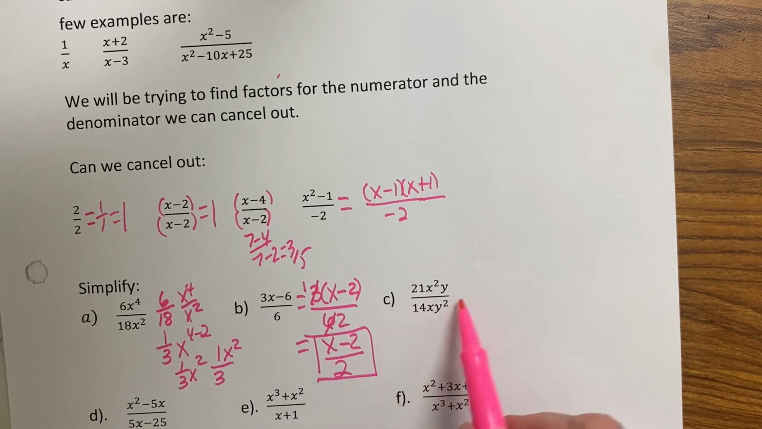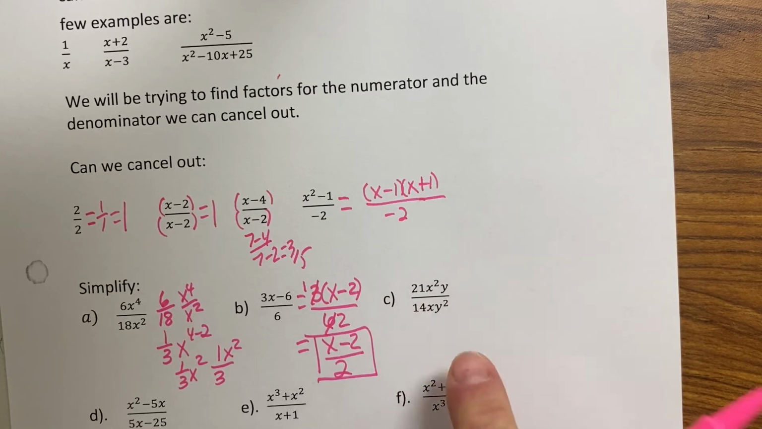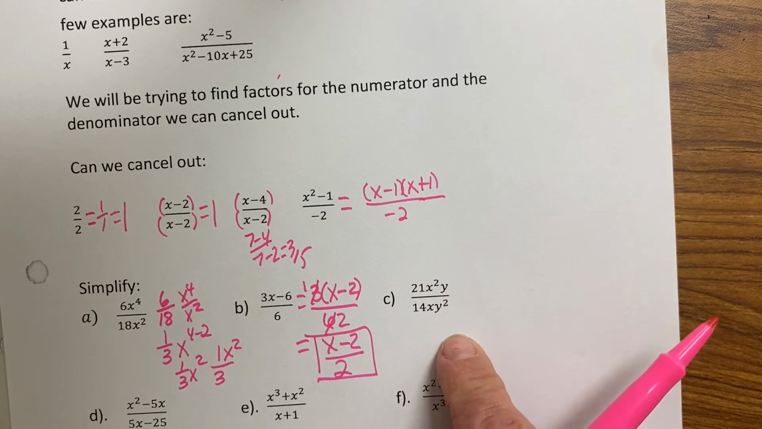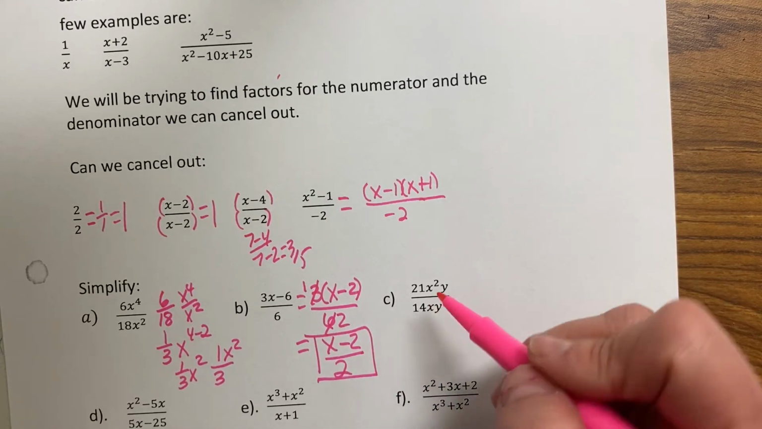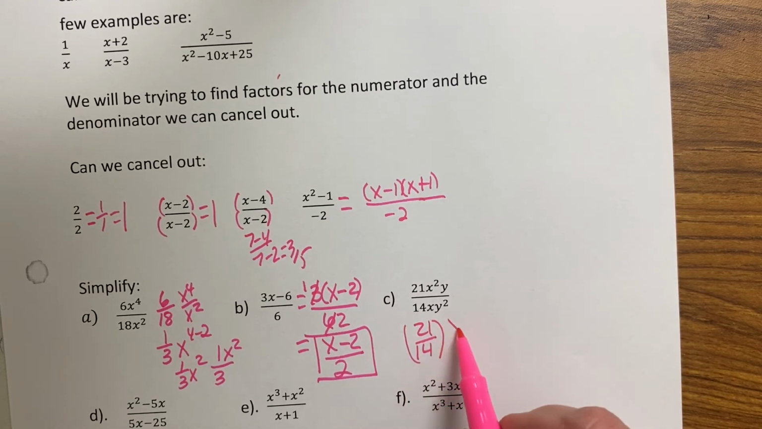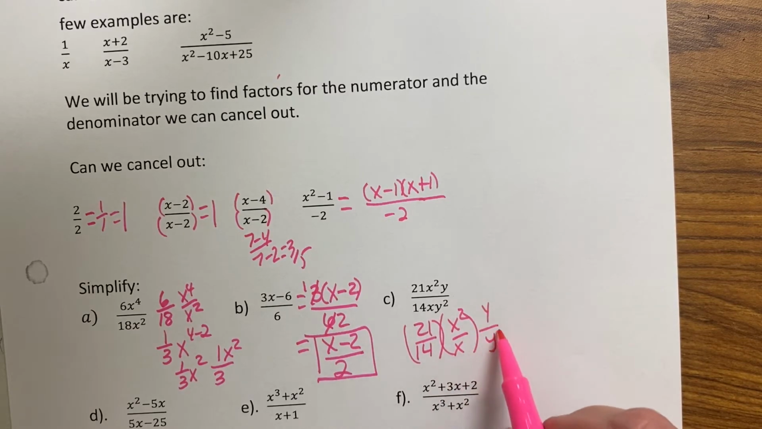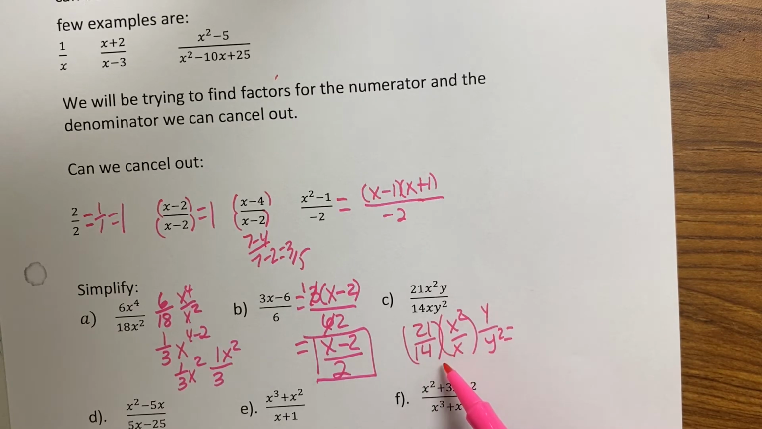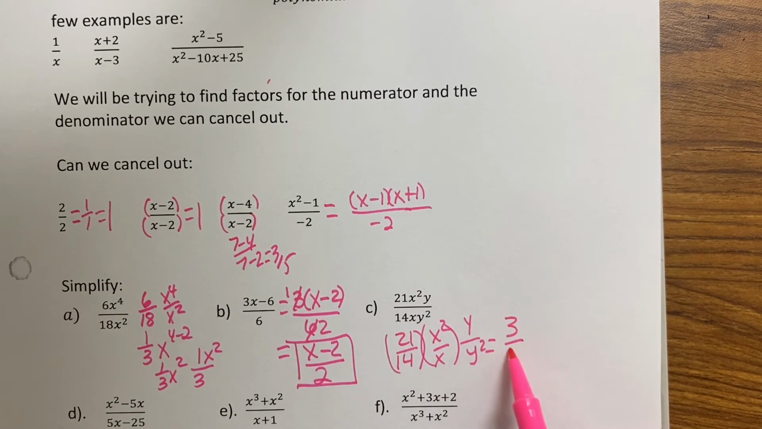21x squared y divided by 14xy squared. I have multiplication. There's not an addition or subtraction in between, so I can just go ahead and do division. 21 divided by 14, I can group that. Group my x's together, and I can group my y's together.